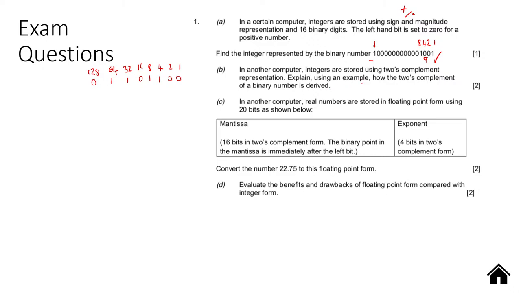0, 1, 1, 0, 1, 1, 0, 0. Okay. 2's complement representation, explain using an example. So this here is a number. And all I'm going to do is show this as an example. So what I'll do is I'll go from the right-hand side, that's this bit here, copy up to and including the first 1 bit.